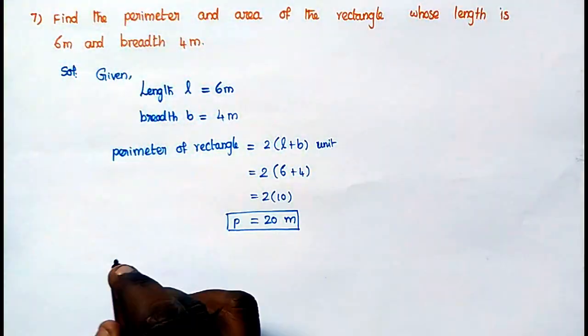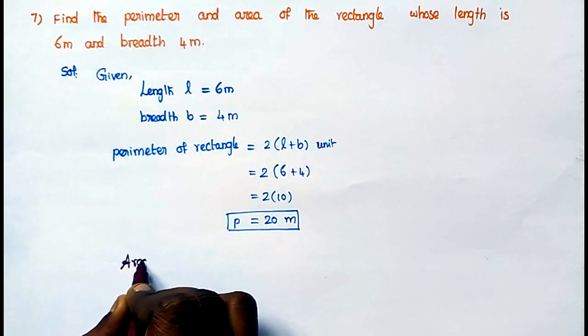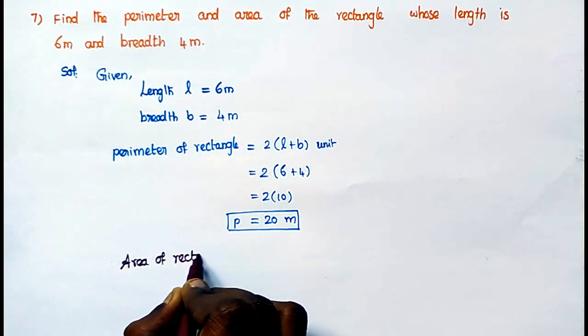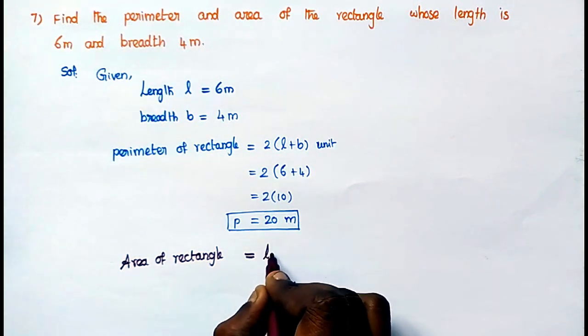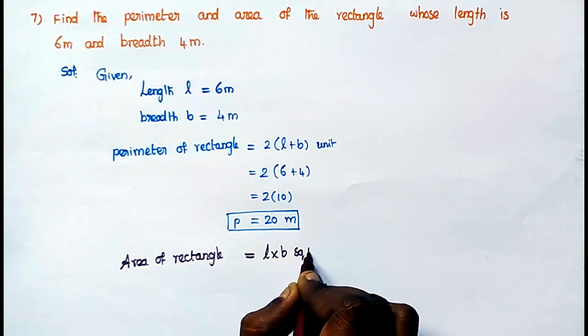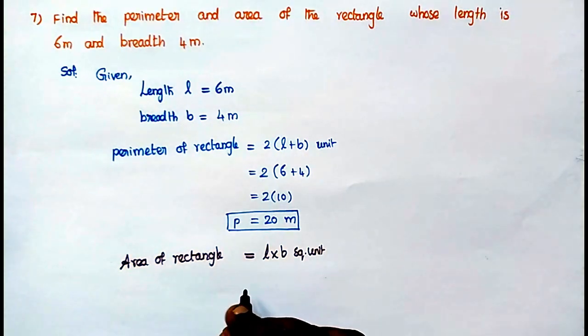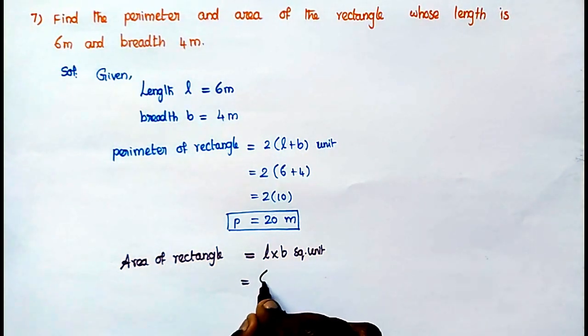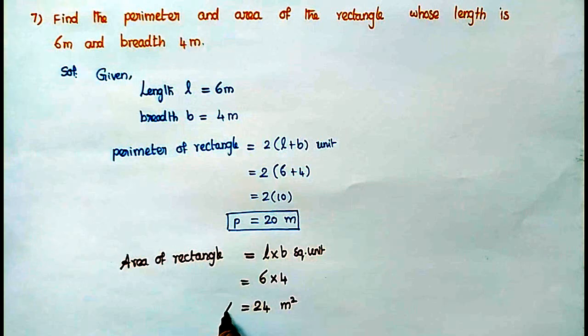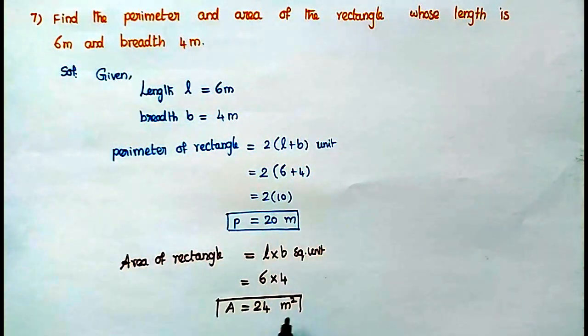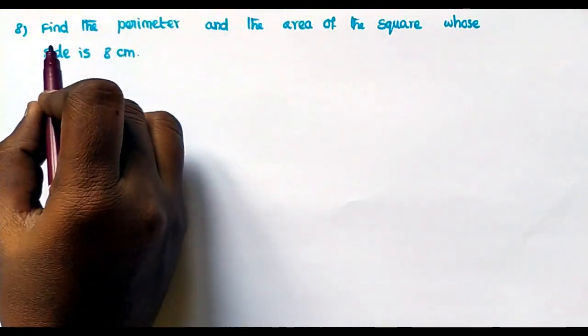Next one, area. Area of rectangle equal to L into B square units. What is L? 6 into 4. That is 6 4s are 24 meter square. That is area. Square meter or meter square, both are same. That is the answer.